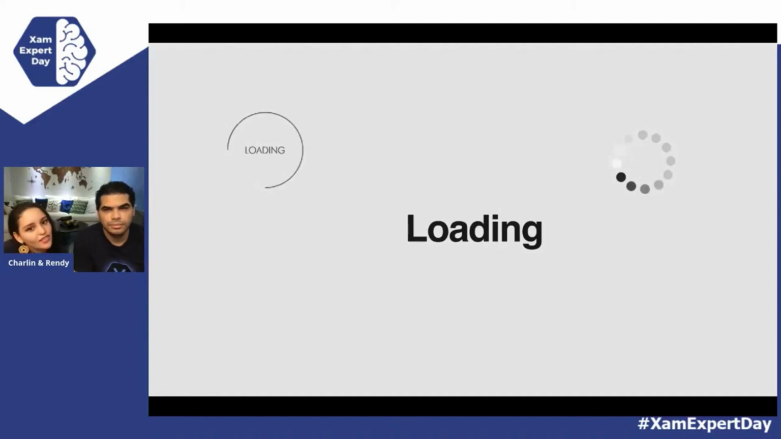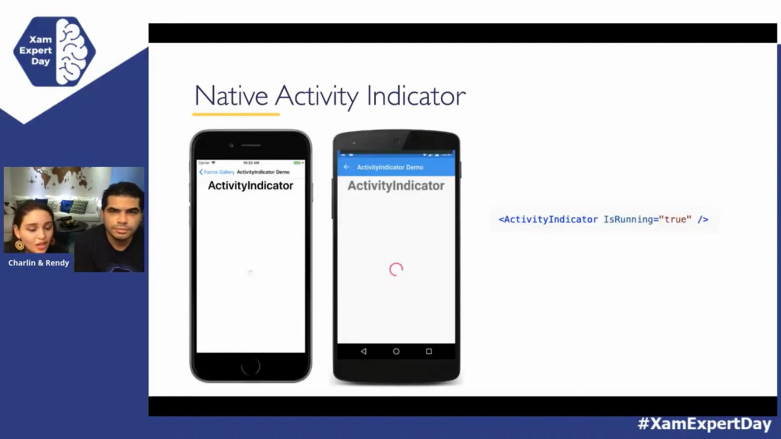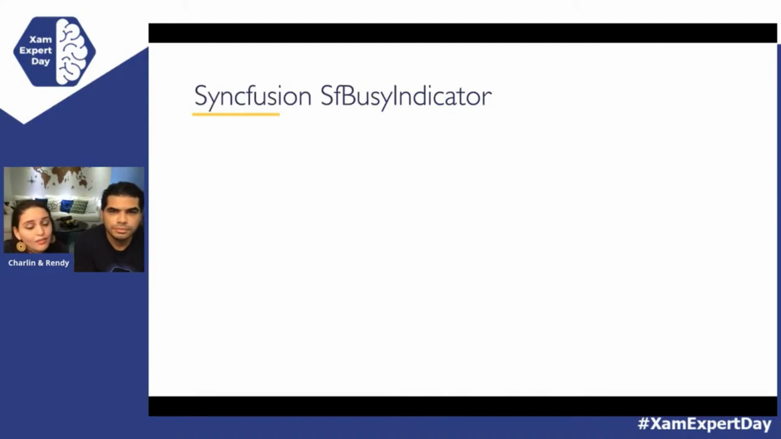And also another section is loading. So loadings are important in our application. This is one of the things where you are waiting a lot, and you are using it a lot. So in Xamarin Forms, there are a lot of ways that you can do an activity indicator. You can use the native activity indicator, which is an option, but you have other options too.